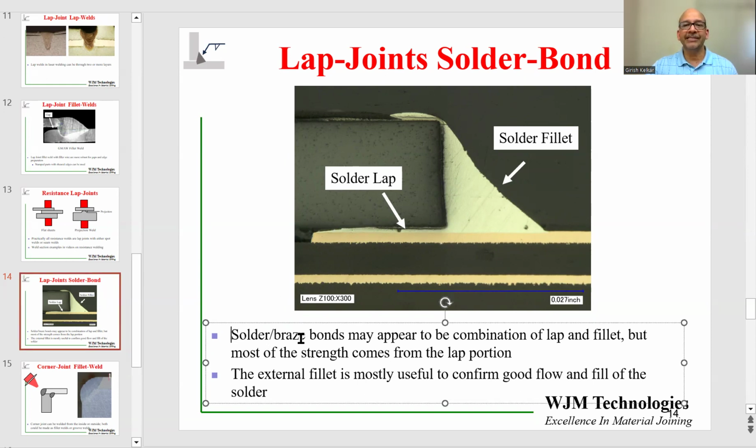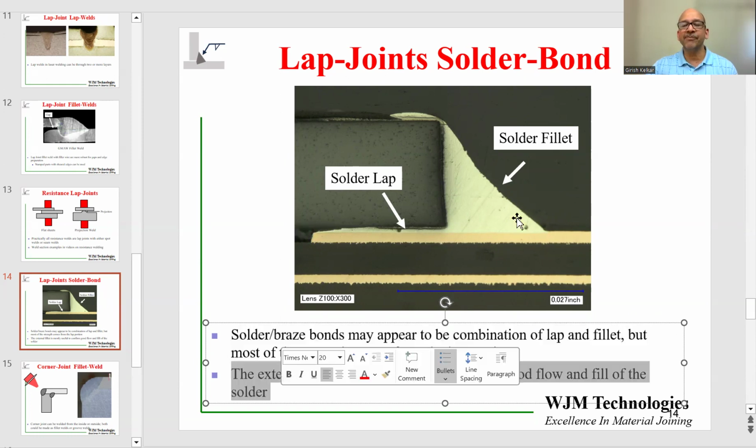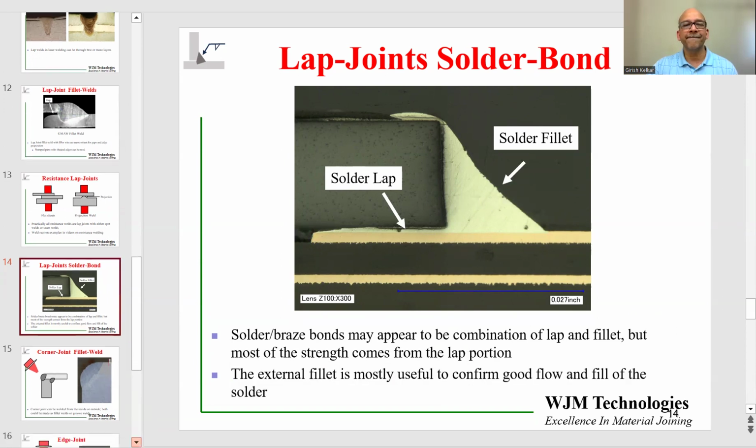Keep in mind that the strength of the solder connection is primarily from the lap location over here. The external fillet does not add much strength, but gives you a visual indication that the solder did flow properly during the joining process.